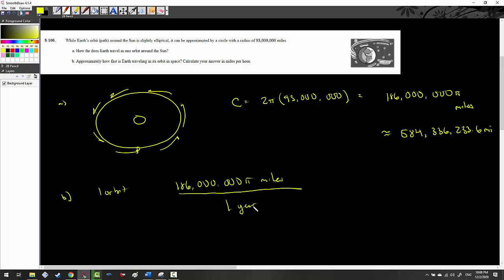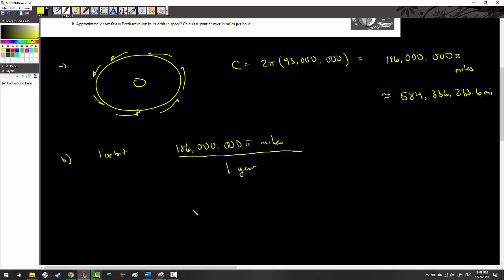But they don't want this in miles per year. They want this in miles per hour. Those of you who have been in chemistry will understand this dimensional analysis problem. I'm going to try and convert years into hours. How do I do that? Well, I know that there are 365 days in 1 year, and I also know that there are 24 hours in 1 day.